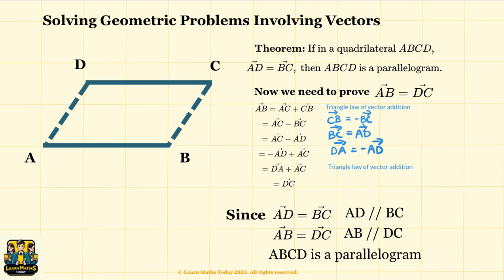So now we know that vector AD equals vector BC. That means AD is parallel to BC. We also know that vector AB equals vector DC, meaning AB is parallel to DC. Therefore, both pairs of opposite sides are equal and parallel. So we can conclude that ABCD is a parallelogram.